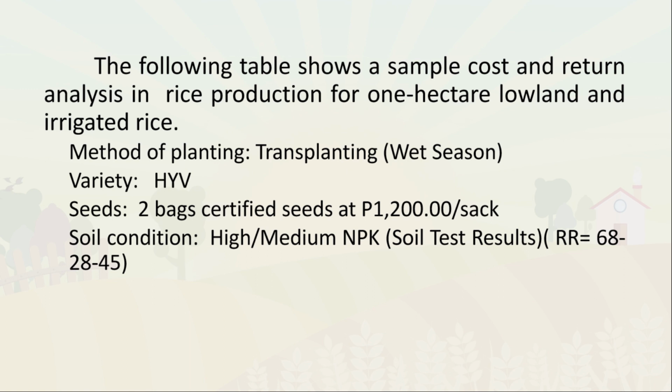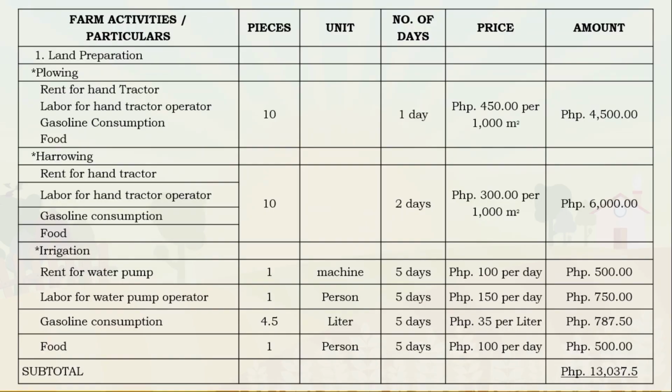While the seeds, gumamit tayo ng 2 bags certified seeds at 1,200 pesos per sack. While the soil condition is high and medium NPK or the nitrogen, phosphorus, and potassium. So ito yung test results niya. So maganda naman yung kinalabasan ng test results. Okay? So let's start our analysis.